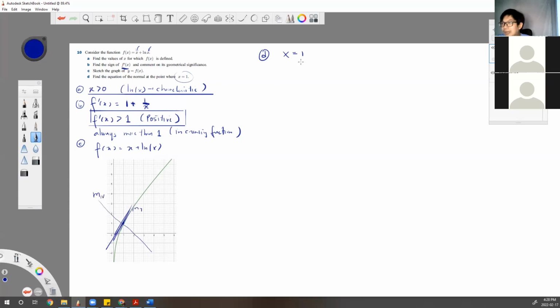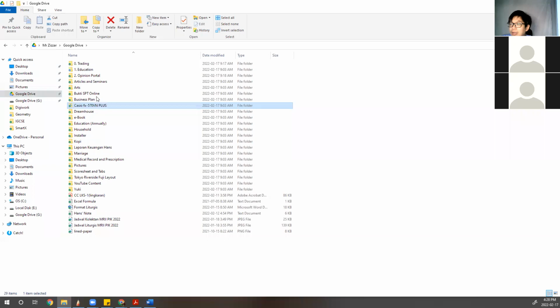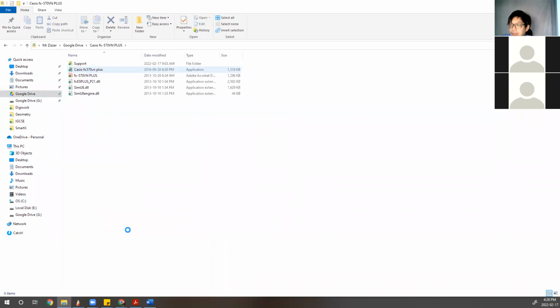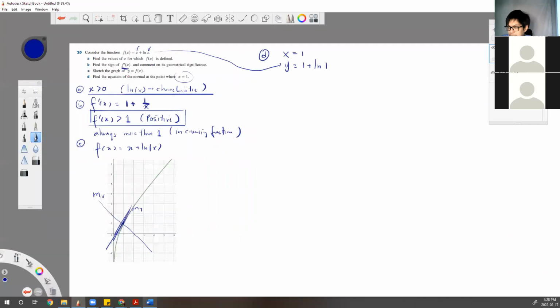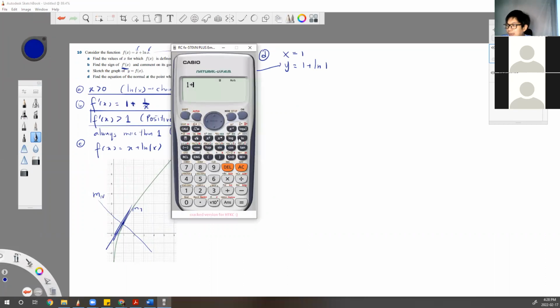Later on, do x equals 1, so y equals 1 plus ln 1, right? As it is given in the question. Another calculator. Okay, show. There you go. Faster, faster. Oh, there you go. So 1 plus ln 1.